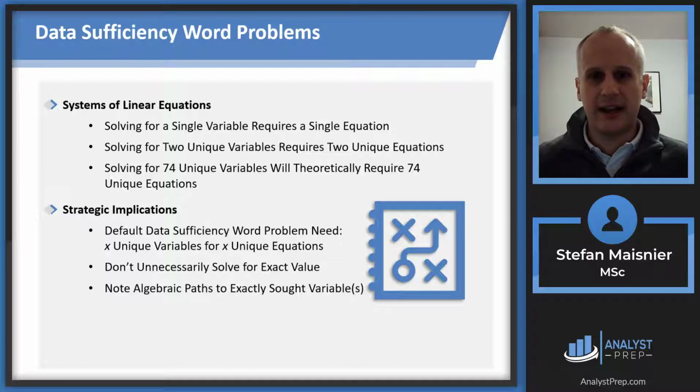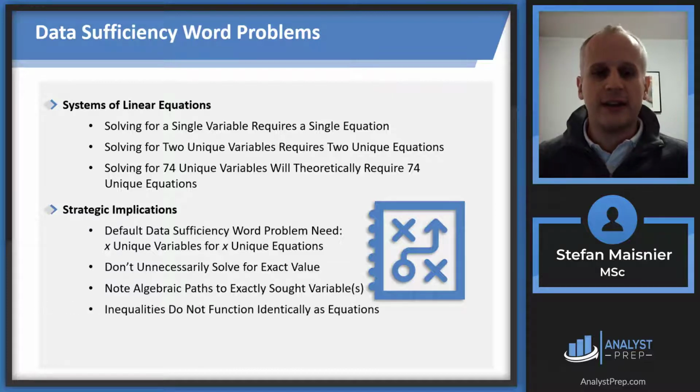You'll also want to note algebraic paths to specifically sought variables. So if you're being asked for the combination of x, y, that doesn't necessarily mean we need to solve for x and y individually. Similarly, we need to recognize that inequalities do not function identically to equations. So what that means is you can't say, well, if I get 2 inequalities, I can solve for 2 variables. Inequalities don't have one specific solution, so they don't function the same way.